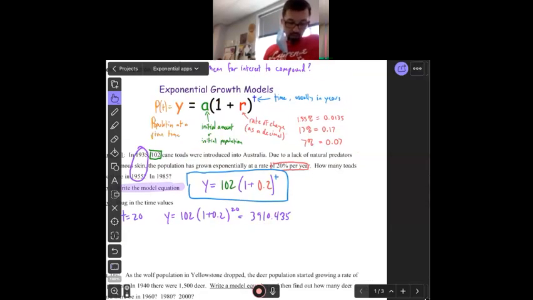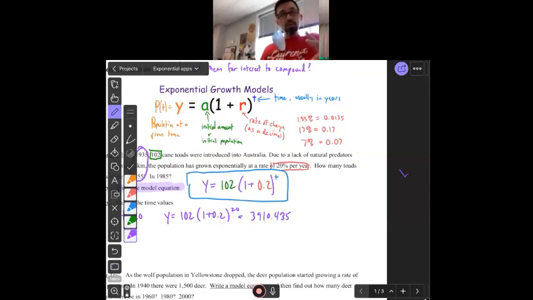So what you guys are going to do, you're going to use appropriate rounding and some sort of a word that says about, around, approximately. So we don't have a decimal of a toad, and so that 4 would round down. So about 3,910 toads.